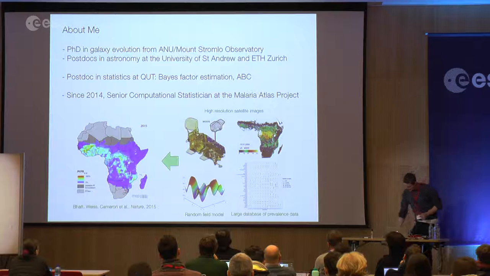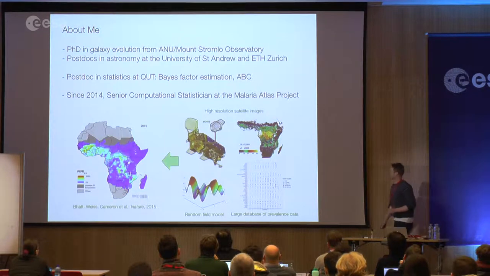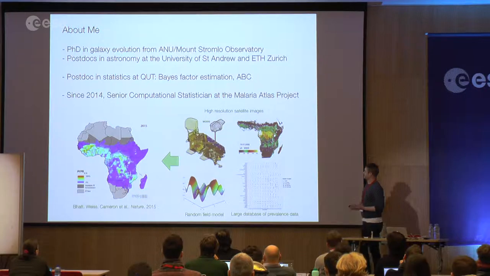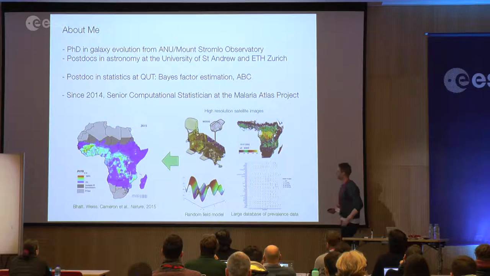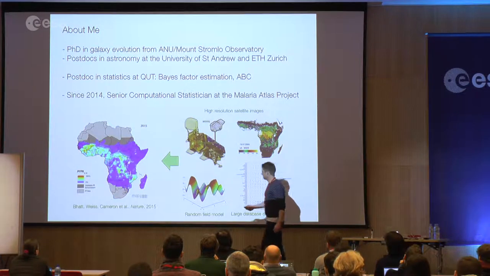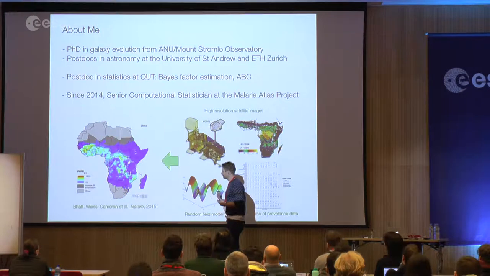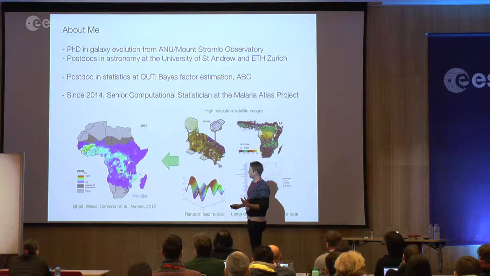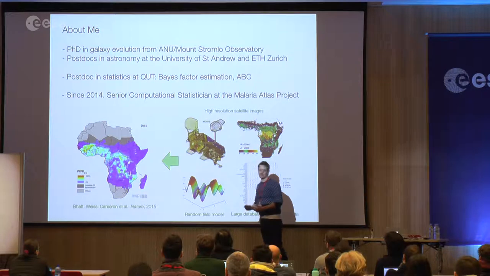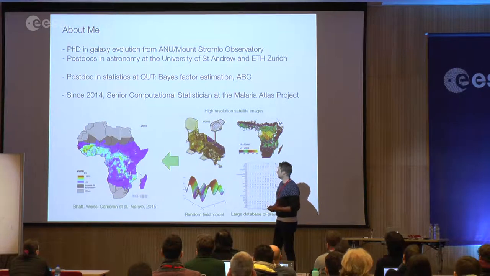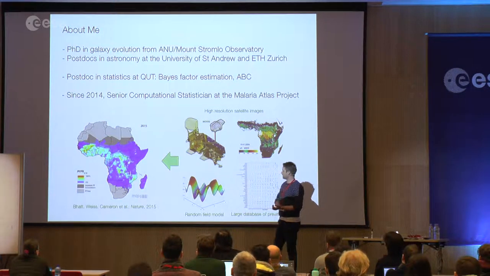So the type of models which I should show this picture first. The type of models which I work on a lot nowadays, this would be the kind of components we have. So the final output we're trying to get is this sort of product here. So this would be a map, or in fact a sort of a movie or a space-time cube of our estimate for the prevalence of the malaria parasite.